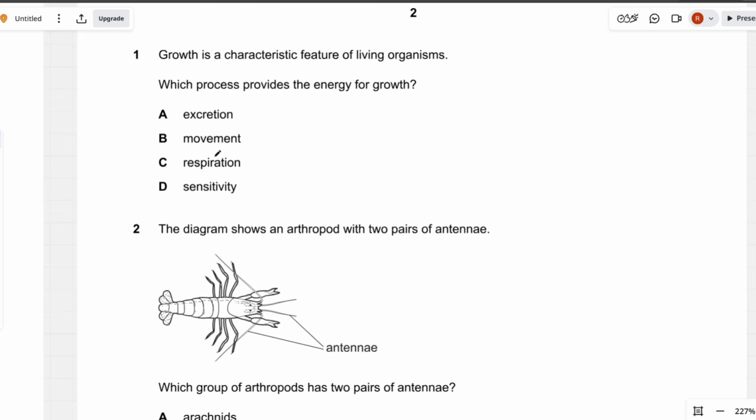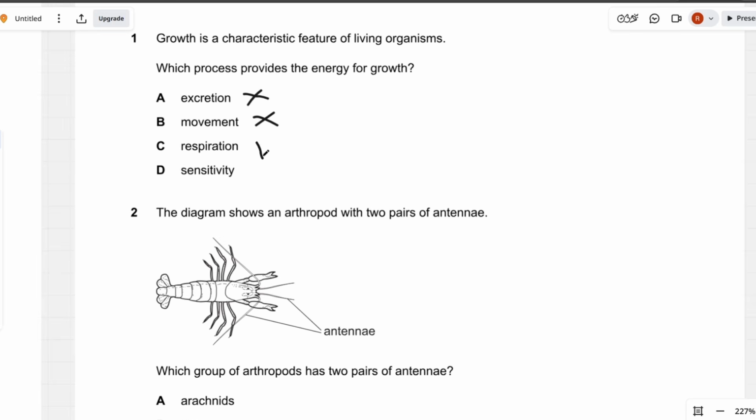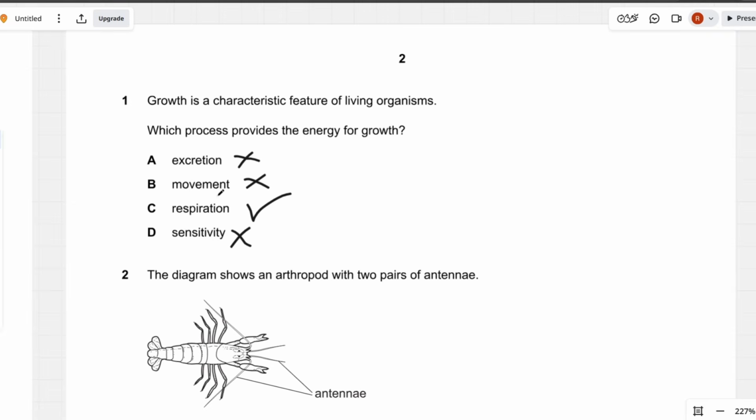Let's start. The first question says, growth is a characteristic feature of living organisms. Which process provides the energy for growth? Is it excretion? No, excretion is the process by which the organism removes substances in excess of requirements and waste products of metabolism, so it cannot be excretion. Movement, I don't think I need to explain why. Movement is not what provides energy. Respiration is the correct answer. We'll get back to it in a second, but sensitivity is also not the correct answer. Why is respiration the correct answer? Respiration is the chemical reactions inside cells that release energy from metabolism, and therefore it is the correct answer.